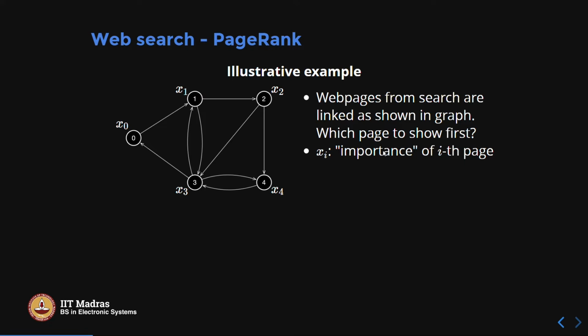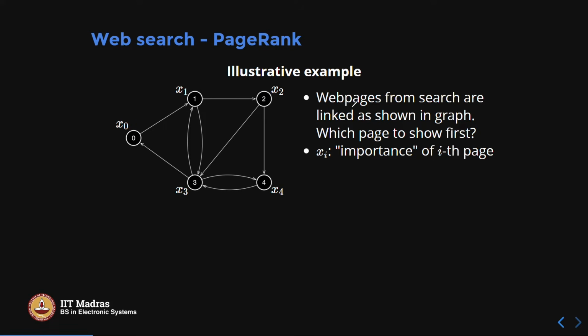Okay, for instance, the page 0 is pointing to page 1. That's why I put an arrow there, and I'm showing that page 0 is pointing to page 1. Likewise, page 1 is pointing to page 2, but guess what, it's also pointing to page 3. So likewise, page 2 is pointing to page 3 and page 4. Page 3 is pointing to page 1, it's pointing to page 0, it's pointing to page 4. Okay, like that.